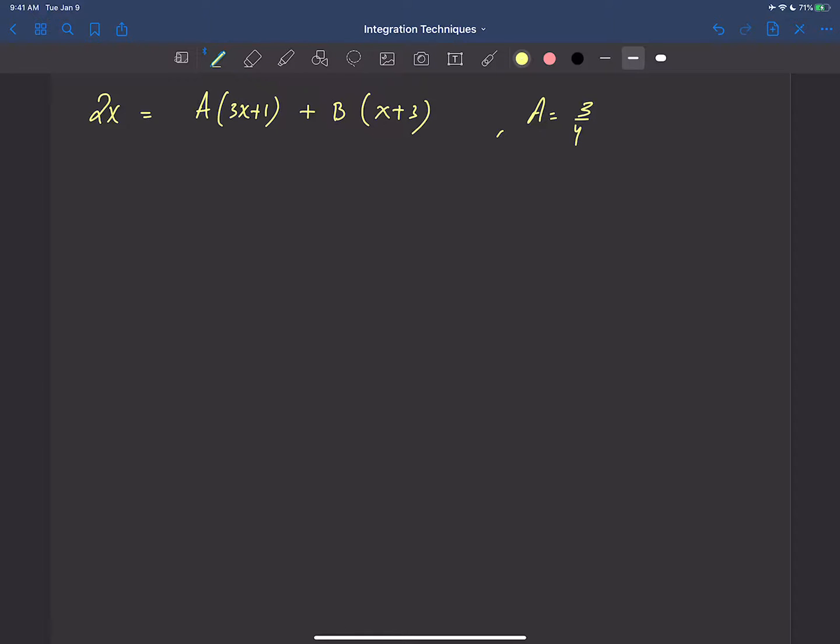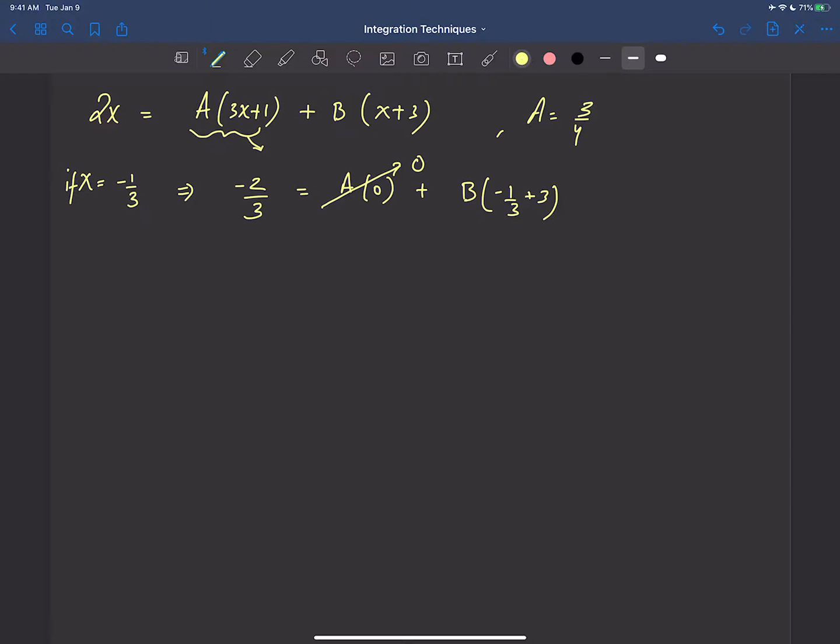We still want to solve for the b value. So can I think of a value of x which will shut off this factor, which will make 3x plus 1 equal to 0? If I want to shut off that factor, I should pick x equals -1/3. If I do that, on the left side I'm going to get -2/3, because that will just be that. Then a times 0 plus b times -1/3 plus 3.